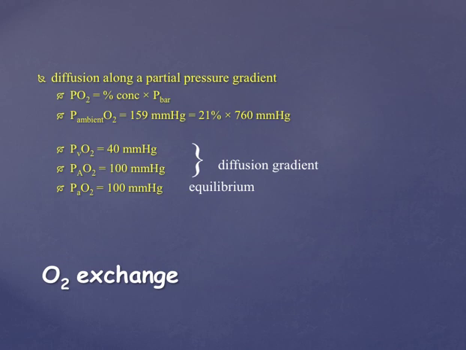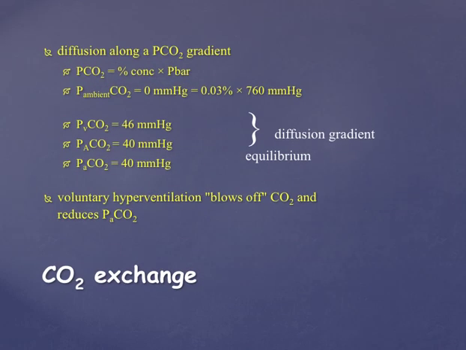That is oxygen exchange. Now carbon dioxide exchange. Very similar. The partial pressure of carbon dioxide in the ambient air is virtually 0. Percentage of carbon dioxide in room air, 0.03%. Okay, there is virtually no carbon dioxide in room air.